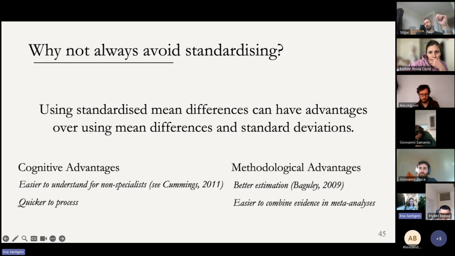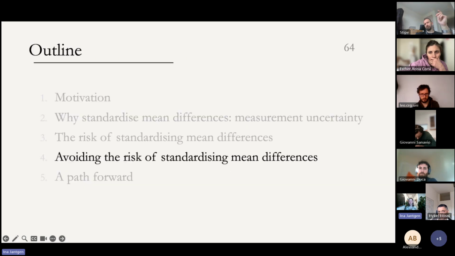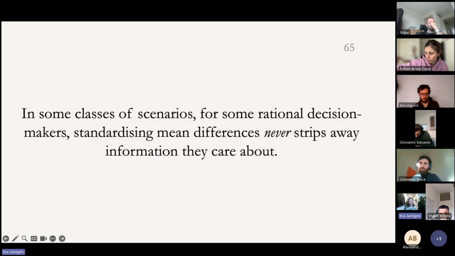And those reasons motivate me to ask, well, can we ever avoid the risk of standardizing? Can we identify scenarios in which standardizing a mean difference strips away no decision-relevant information, never omits decision-relevant information? And it turns out we can. So in the paper, I showed that there are classes of scenarios in which, at least for some marginal agents, standardizing mean differences never strips away information they care about. Now, I won't have time to discuss these in detail here today, but I just want to illustrate how they connect to the kinds of assumptions people make in interpreting and comparing mean differences.